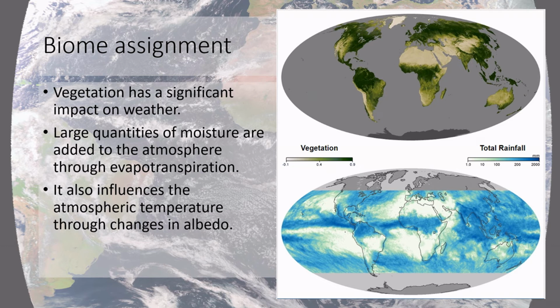Our system also deals with biome assignment. So vegetation has a significant impact on the weather. You have large quantities of moisture being added to the atmosphere through evapotranspiration, and it also influences the atmospheric temperature through changes in albedo. So if we take a look at the image on the right, this is taken in July, and the northern latitudes have very much green, dark green, compared to in winter, those green areas would probably be all white, and that has a massive effect on the temperature.